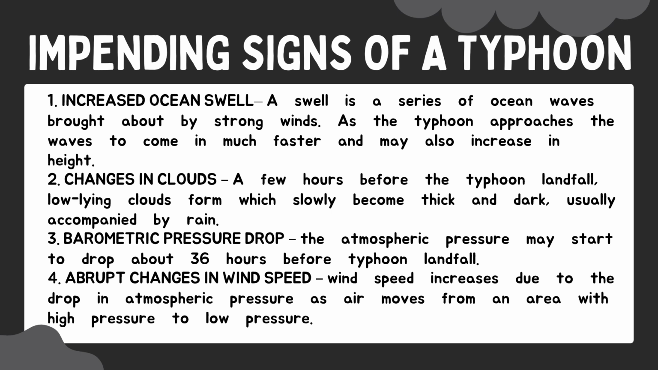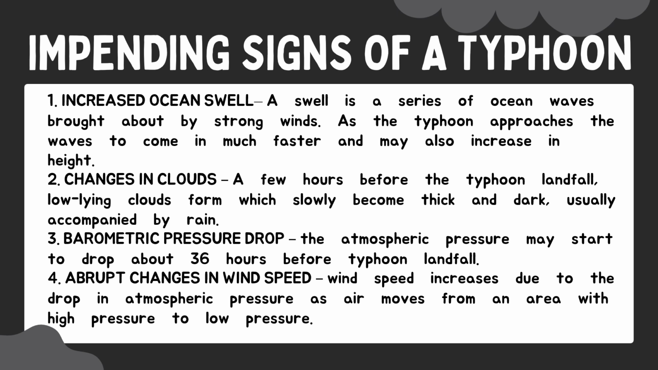Now, the next sign, or the second sign, of an impending typhoon is the changes in clouds. Now, the formation of clouds is a result of the water cycle. As a typhoon approaches, the atmospheric conditions change, leading to an increase in the amount of water vapor in the air. Now, this water vapor rises and cools, forming clouds. Initially, these clouds may be low-lying, but as more and more water is added, they become thicker and darker. This is usually accompanied by rain, signaling the approaching typhoon.